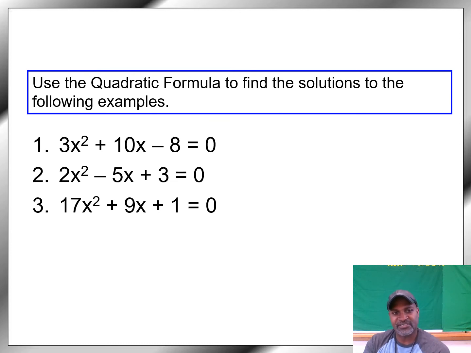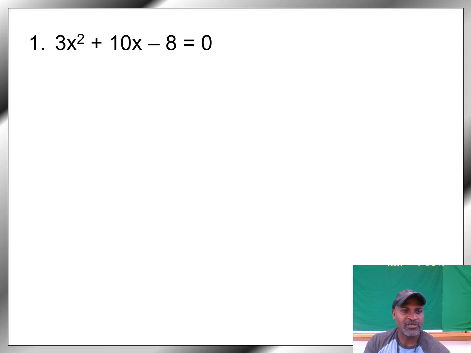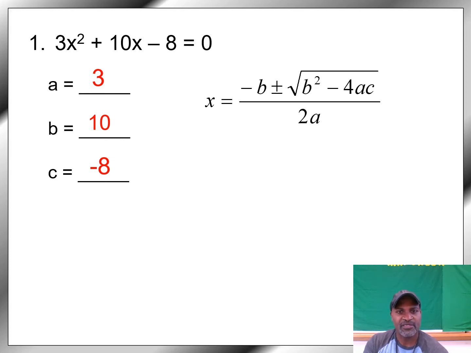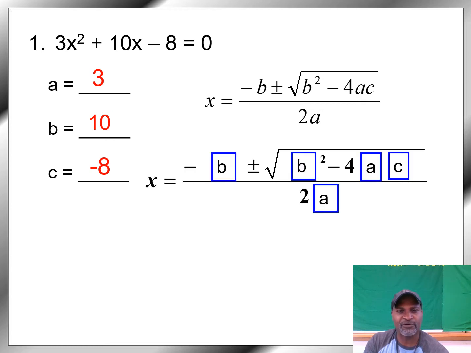So let's use it to solve these 3 examples here. Let's say I want to find x so that 3x squared plus 10x minus 8 is equal to 0. First, figure out what my a, b, and c values are. The a value is 3, b value is 10, and c value is -8. Substitute those values in the formula like so. Look where the b's are going to go. Look where the a's are going to go. Look where c is going to go.